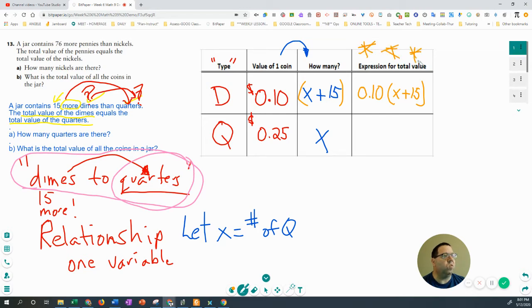You start off with really simple stuff like labels: dimes, quarters, what are the values, identify your variable. And now the total value is how many dimes do you have? This is how many, right? And you're going to times it by the worth of each coin. In other words, a 10-cent coin is worth 10 cents.